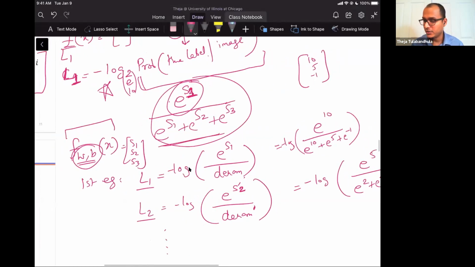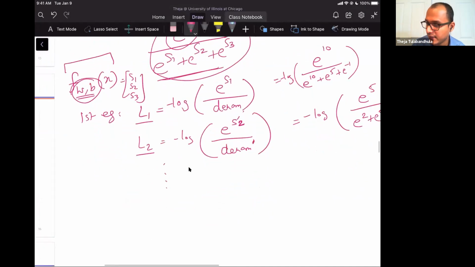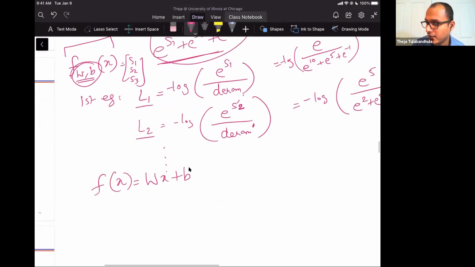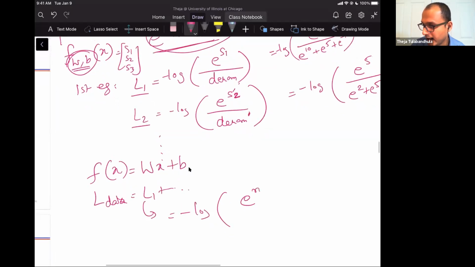So just to summarize, the logistic regression model is basically where the model f of x is equal to something like wx plus b, and the loss, or L, at least the data component, is going to be some sum of L1 plus, and so on, where L1 is going to be equal to negative log of e to the power the right class. I mean, I'm just writing it in English, divided by sum over e to the power each class.